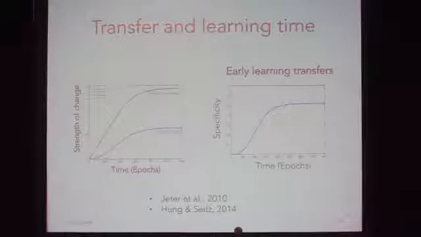Okay. So this theory now gives a rich set of predictions about how these things interact. So for instance, remember I told you earlier that the decision layer changes earlier than the input layer. So this immediately suggests that early learning should transfer better than late learning, because it's only when the input layer changes that you're going to lose that. And this has recently been confirmed experimentally.